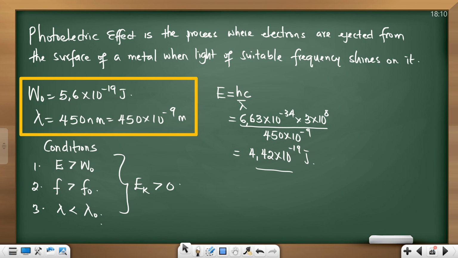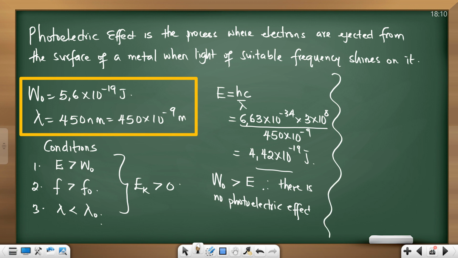What is my work function? 5,6. Which one is bigger? They are both times 10 to the power negative 19, right? So which one is bigger? The work function. But what is the condition for photoelectric effect? E must be greater than the work function. So for me, I'll just say the work function is greater than E. Therefore, there is no photoelectric effect.